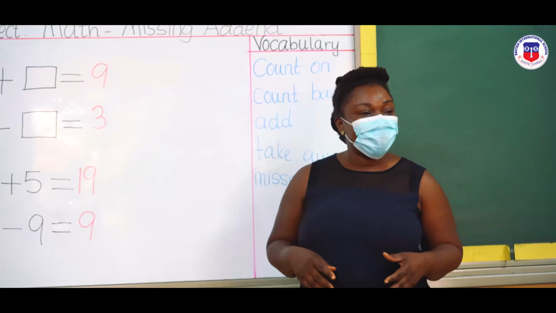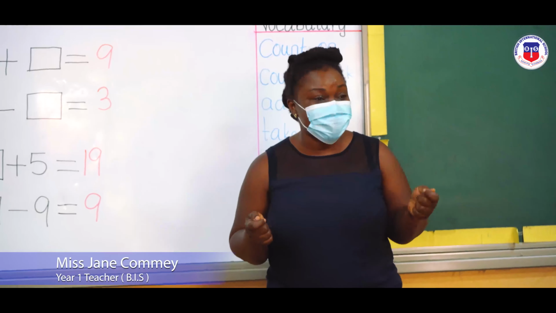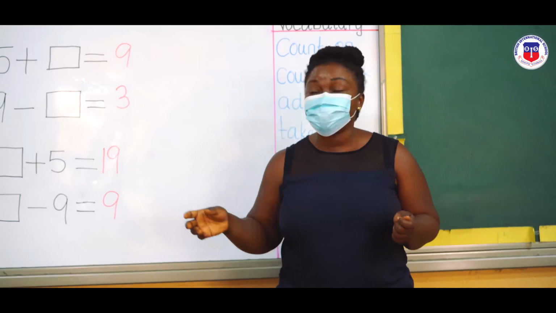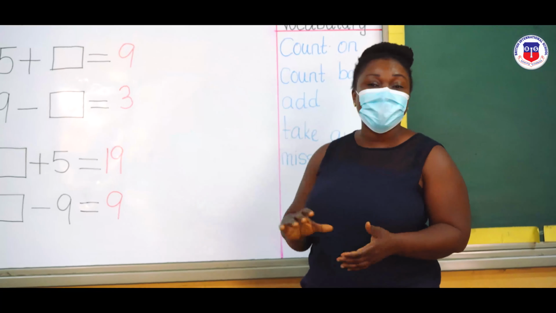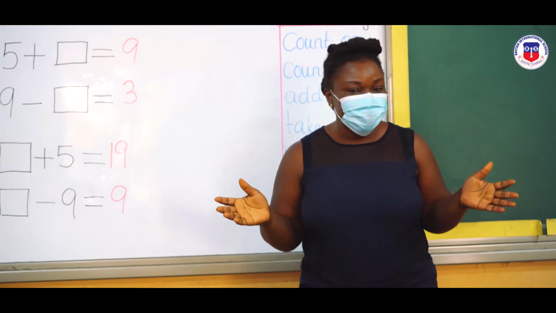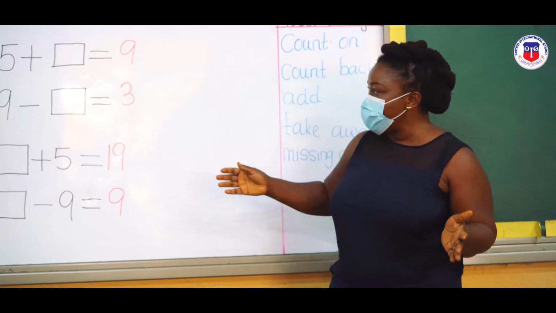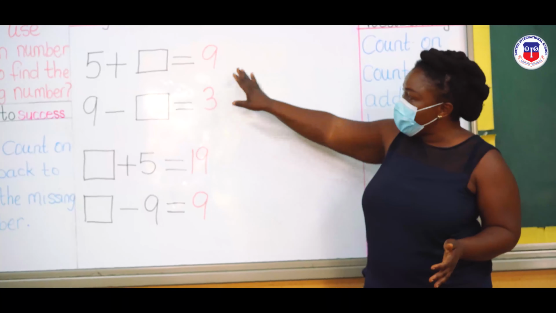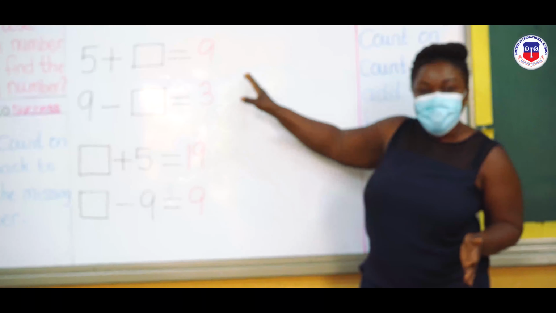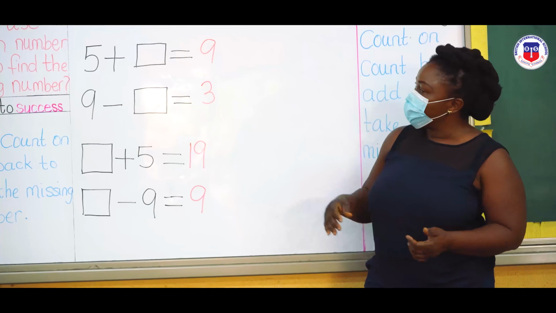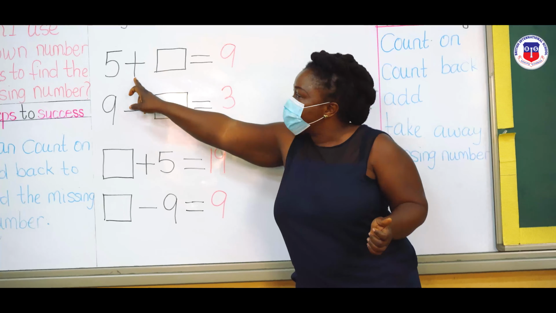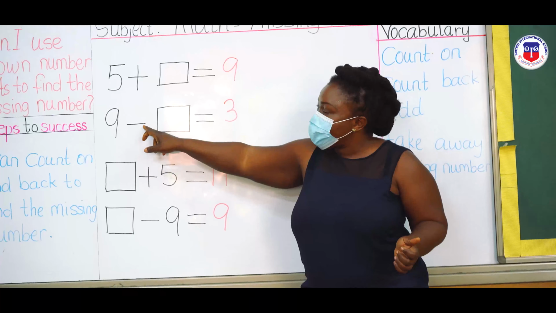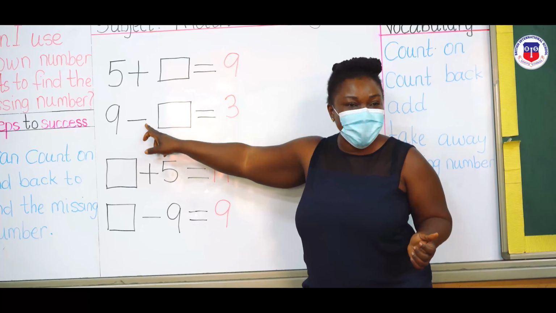We are going to be looking at different strategies or different ways we can use to find a missing addend. And when I say missing addend, it simply means finding the missing number. Now, when we look at the sums we have on the board, or the number sentences, you realize that this is addition, and that is take away.